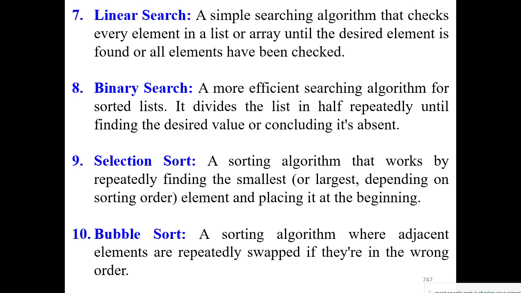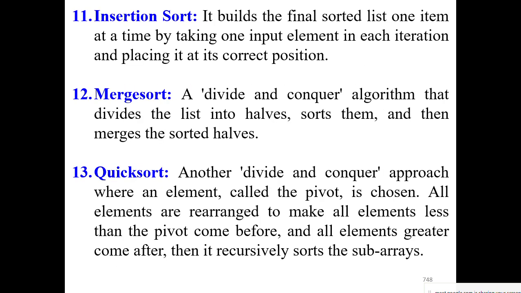Selection sort: a sorting algorithm that works by repeatedly finding the smallest or largest element, depending on sorting order, and placing it at the beginning. Bubble sort: a sorting algorithm where adjacent elements are repeatedly swapped if they are in the wrong order. Then insertion sort: we choose one item at a time, taking one input element in each iteration and placing it at its correct position.